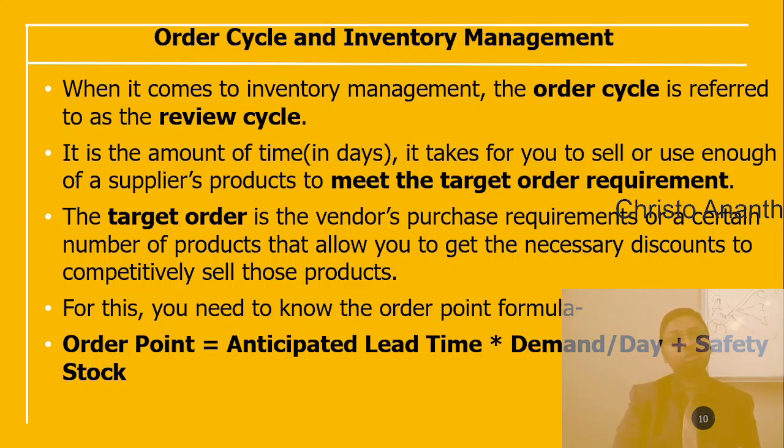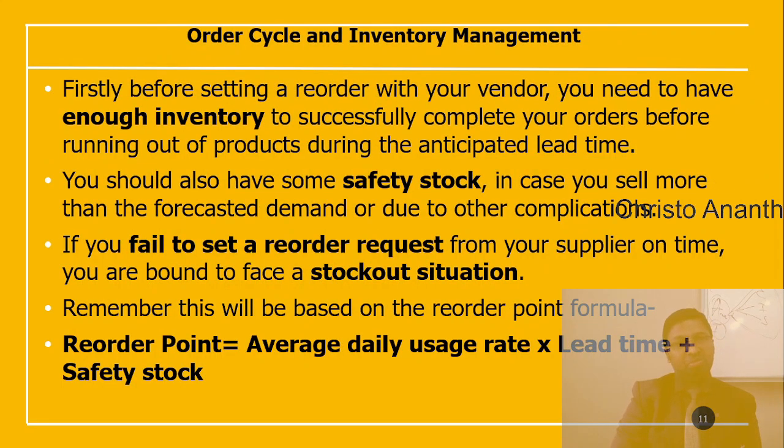For this one, we will have the formula. Order point is equal to anticipated lead time multiplied by demand per day plus the safety stock. Before setting the reorder with your vendor, you have to know that enough inventory is available to complete your orders before you actually run out of the products during the anticipated lead time. You should definitely have your safety stock.